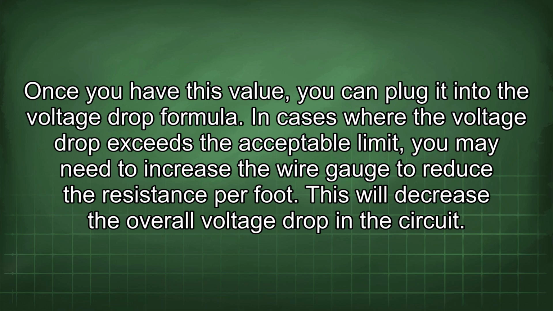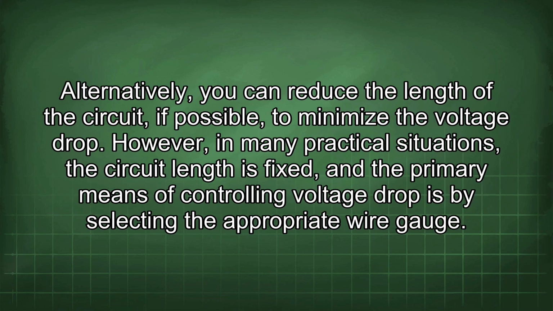In cases where the voltage drop exceeds the acceptable limit, you may need to increase the wire gauge to reduce the resistance per foot. This will decrease the overall voltage drop in the circuit. Alternatively, you can reduce the length of the circuit, if possible, to minimize the voltage drop. However, in many practical situations, the circuit length is fixed, and the primary means of controlling voltage drop is by selecting the appropriate wire gauge.